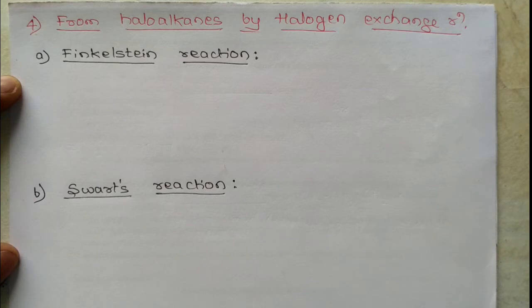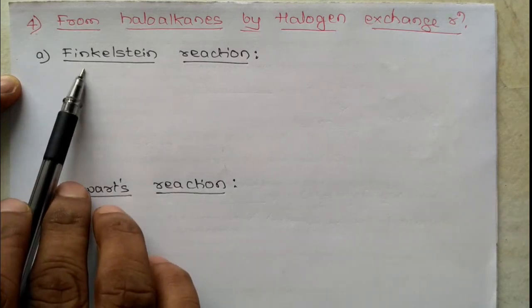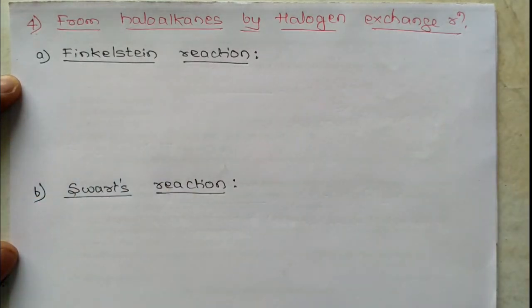Now let us discuss preparation of haloalkanes by halogen exchange reactions. First is Finkelstein reaction. Here one haloalkane is converted into another haloalkane. That is, one of the halogen atoms is replaced by another halogen atom. Hence, it is known as halogen exchange reaction. Starting material is also haloalkane, and the product formed is also haloalkane. Just exchange of halogen atom takes place. Two types of halogen exchange reactions are there. One is Finkelstein reaction, another is Schwarz reaction.